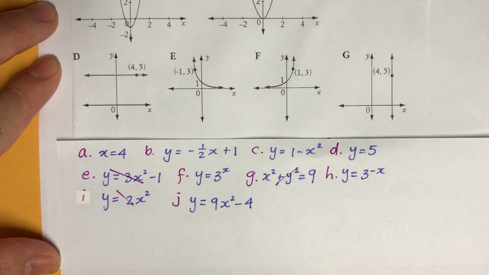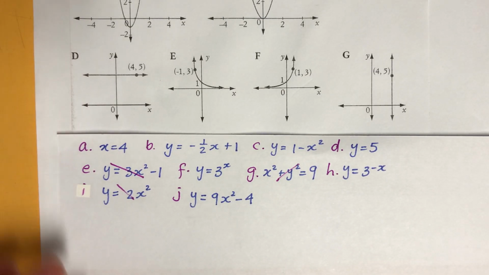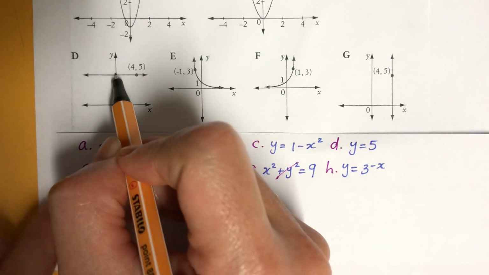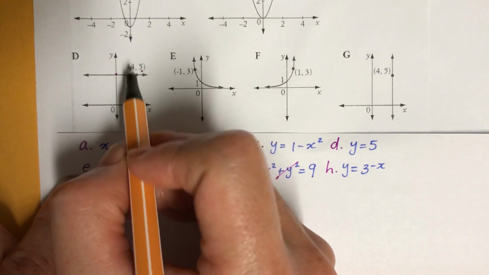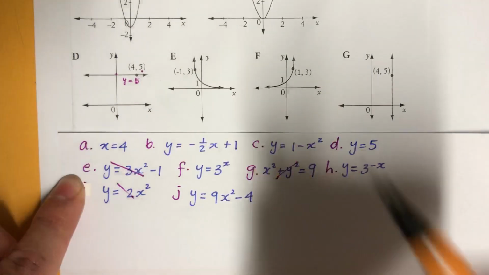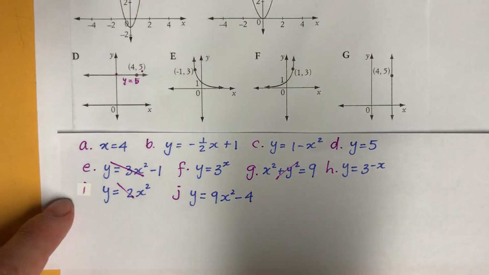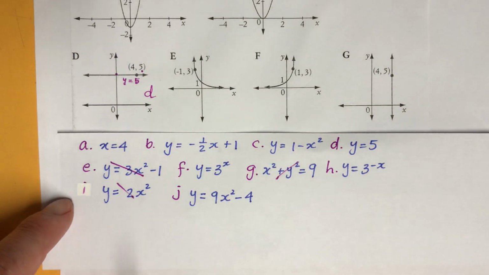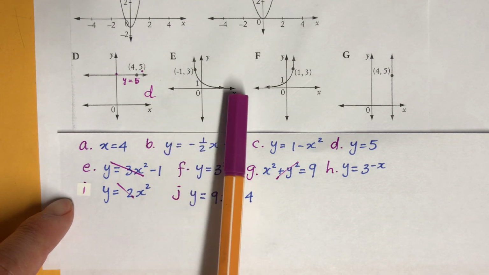Okay, I'm going to push this one up. And there you go. We got 4 of them now. So D is horizontal line, which will be, that is 5 in the y coordinate. So y equals 5. So which one has y equals 5? D. So I'm going to go D. That was easy.